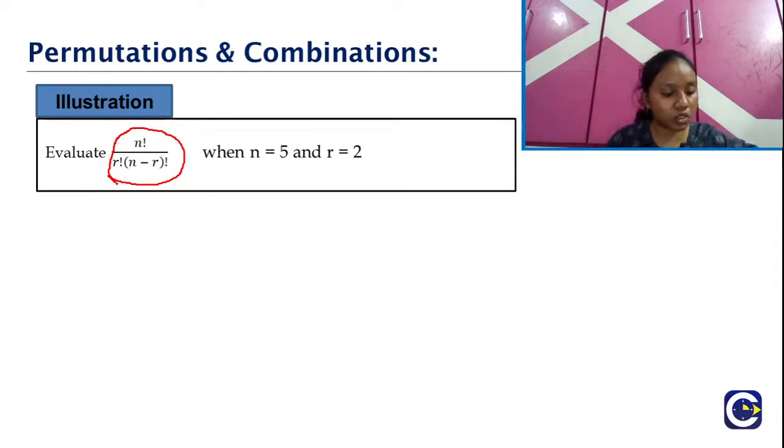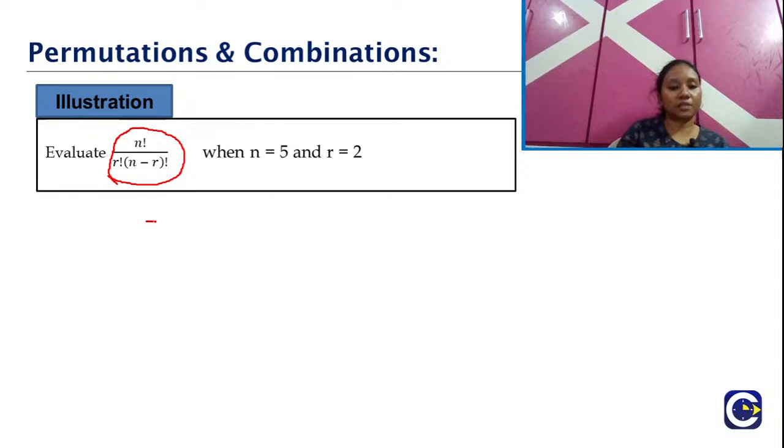If anyone solved it, you can let me know the answer. Okay, Dinesh already gave the answer. Perfect, 10. So let's just do that.